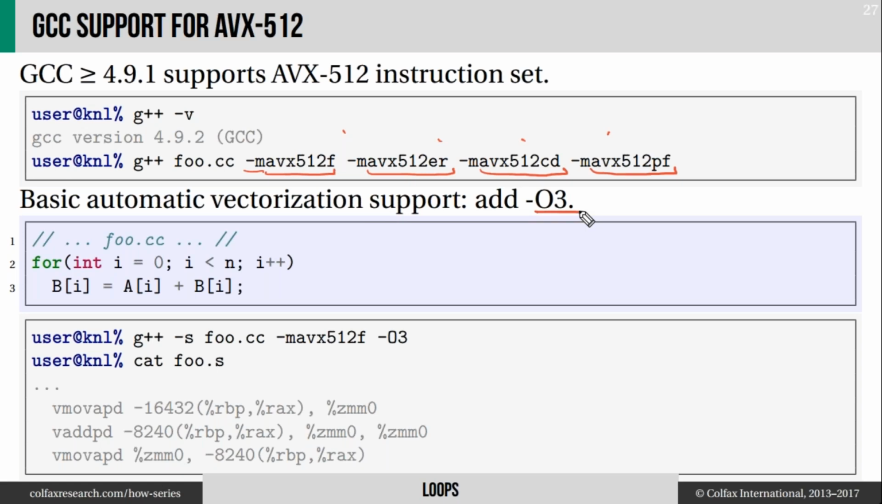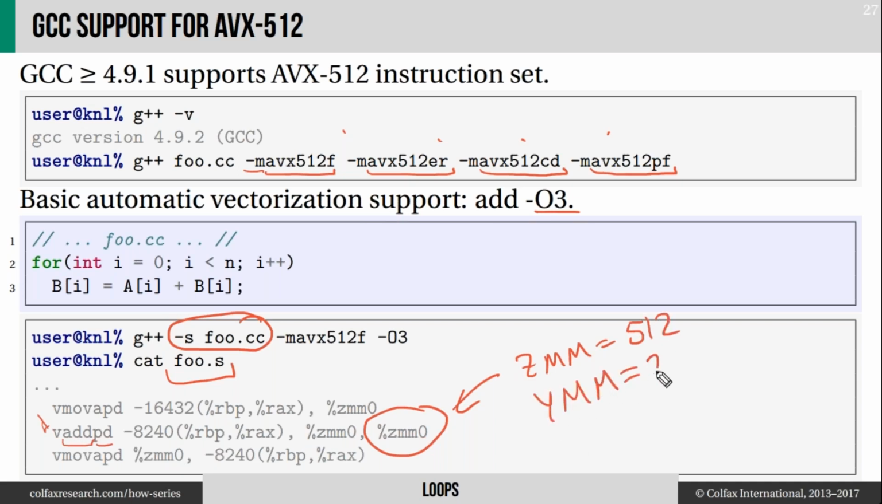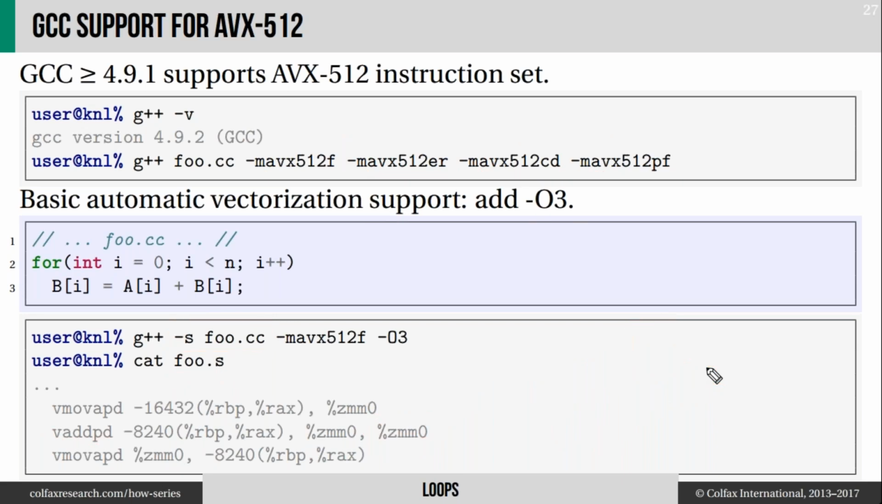With both Intel compilers and GCC, you can request the vectorization report, and you can also request assembly, which will produce a text file in which you can find vector instructions. For example, this is vector addition for packed double precision numbers. And if you find ZMM, this is 512-bit instructions. YMM are 256 and XMM are 128. These are the registers used in the architecture.